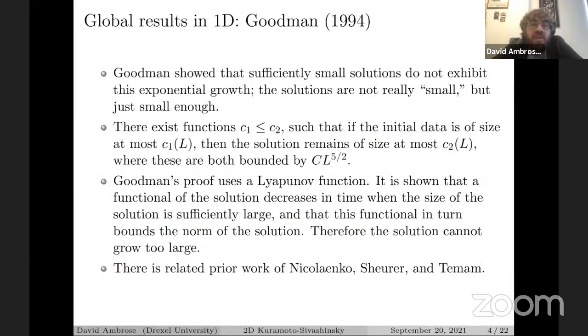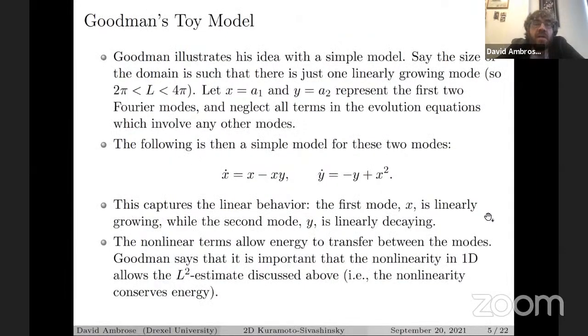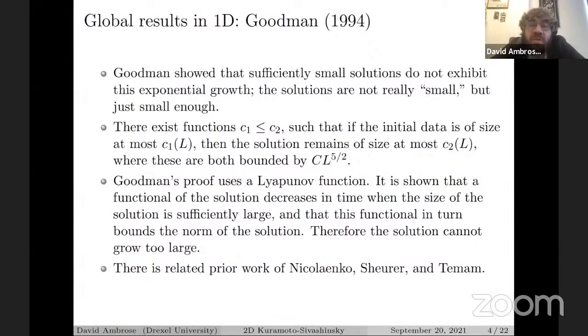Okay, so another great 1D global existence result for Kuramoto-Sivashinsky is by Jonathan Goodman in 1994 in CPAM. So Goodman showed not just that solutions exist for all time, he showed that sufficiently small solutions stay sufficiently small for all time. It's not really that solutions of size epsilon stay small. There's a bound in terms of the length, the period L, that if the solution starts out of size like L to the 5/2, then it stays of size L to the 5/2.